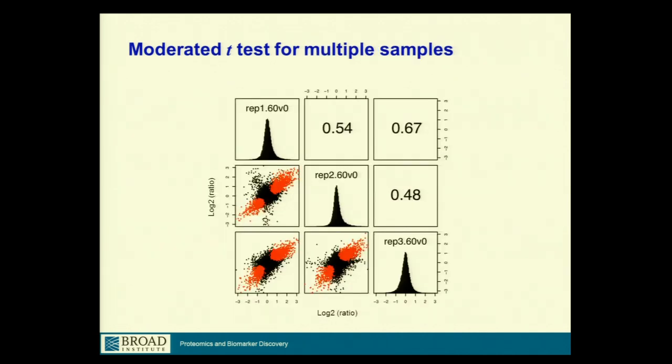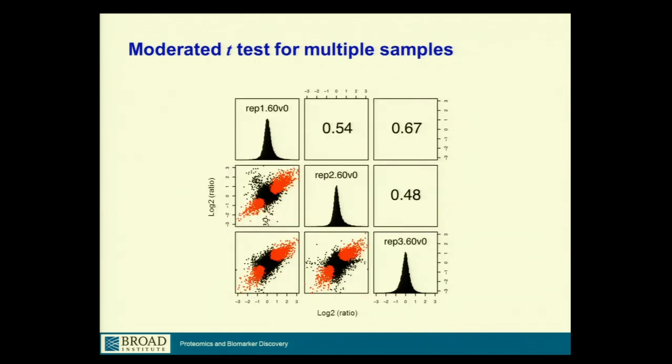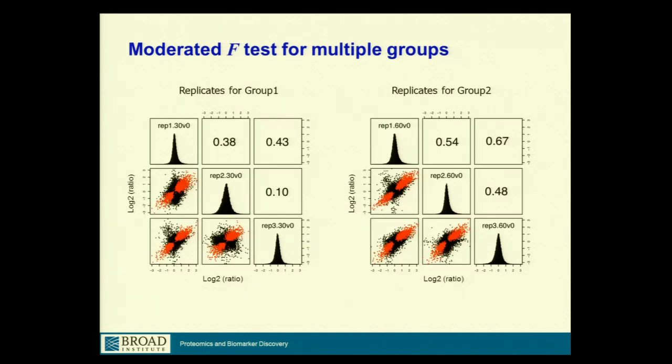If you have 3 replicates, it will plot something like this, where you have the marginal histograms along the diagonal. This is called a pairs plot. So this is the plot of replicate 1 versus replicate 2. This is a plot of replicate 1 versus replicate 3, and so on. And these provide the correlation numbers for the corresponding plots. If you have multiple groups, you will get one such figure for each group. So this is for group 1, this is for group 2, and so on. And the interpretation is essentially the same. So here the red dots are decided based on the F test, whereas here the red dots are decided based on the T test. And we use moderated versions for both F and T.